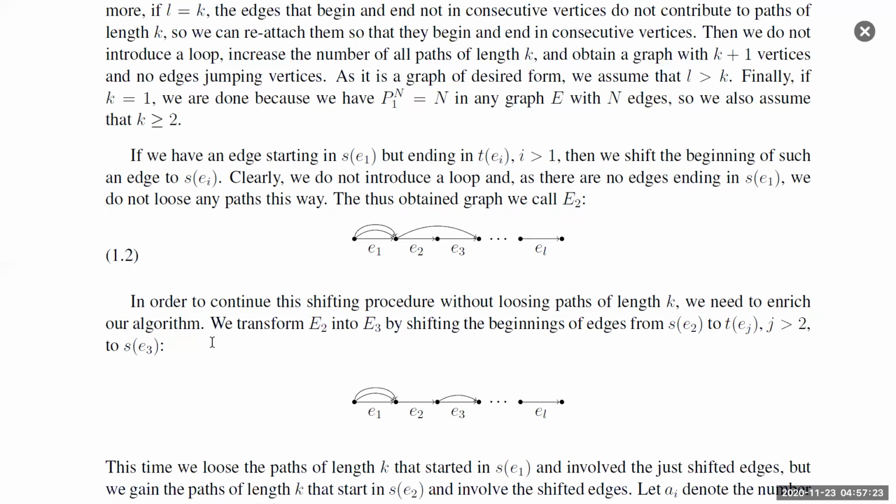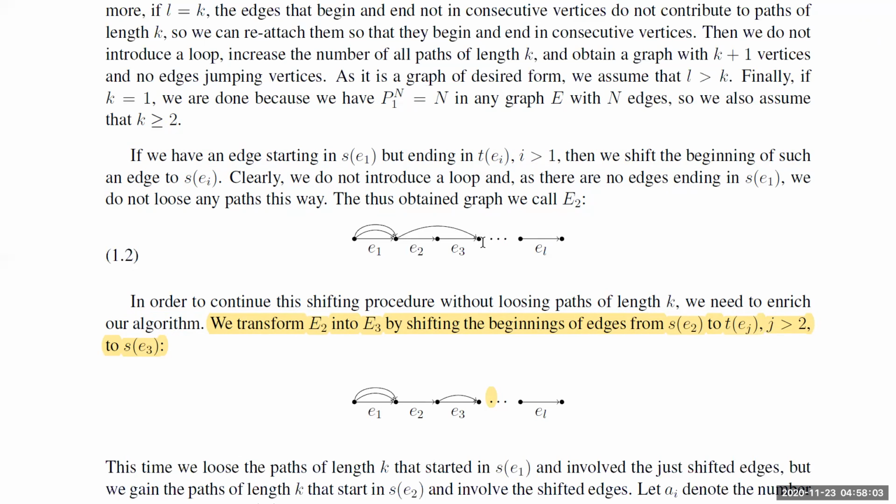So our first step, well, it is almost exactly as before. We transform E2 to a graph we call E3 by shifting the beginnings of edges from S of E2 to T of EJ, where J is bigger than 2. We shift these beginnings to S of E3. So like in this case, we shift the beginning of this jumping edge from S of E2 to S of E3. So it still might be a jumping edge.